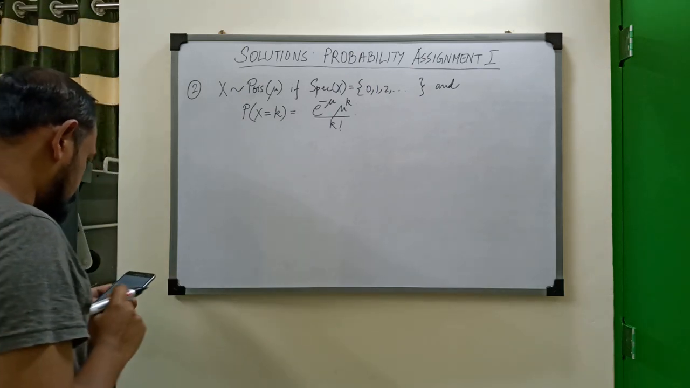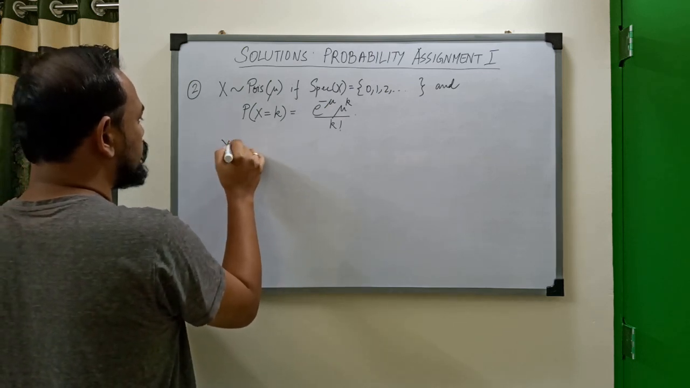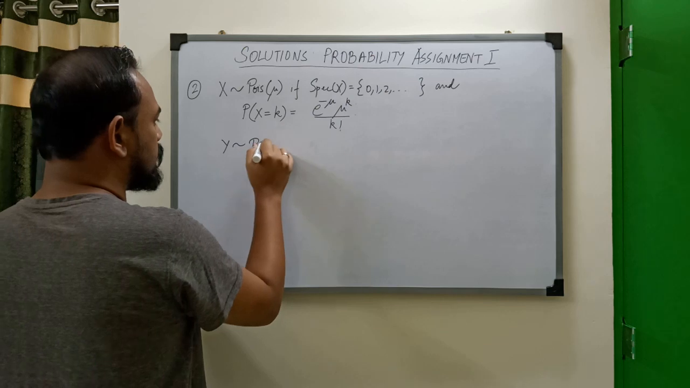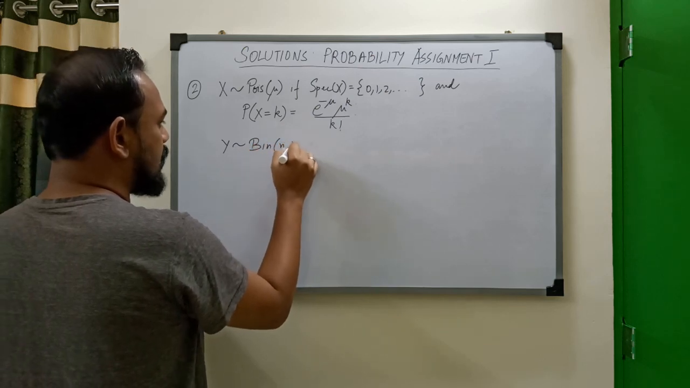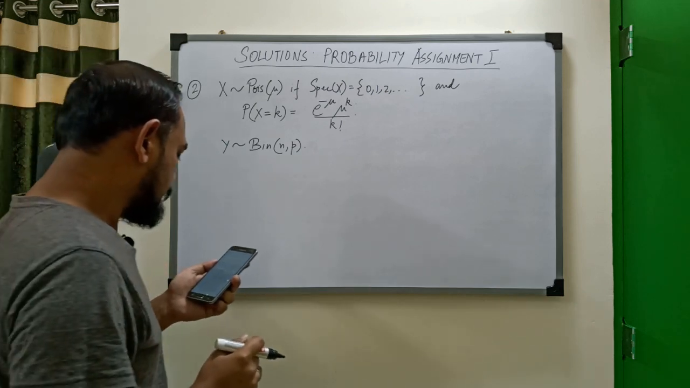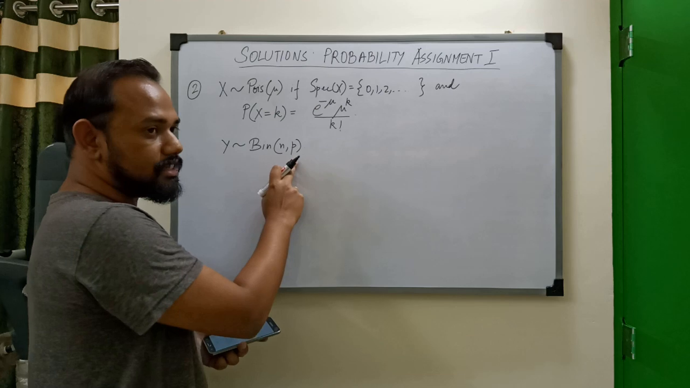So the question here says that, let's say that if you have a random variable which is following a binomial distribution with n and p as parameters, but n is very large and p is very small.